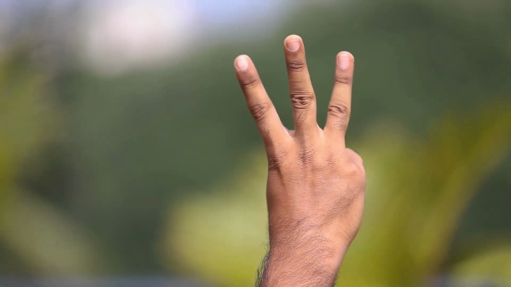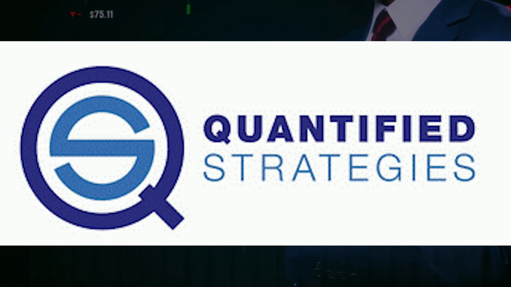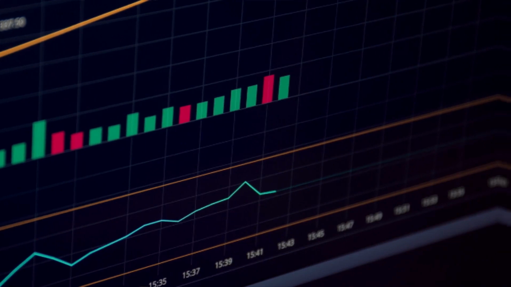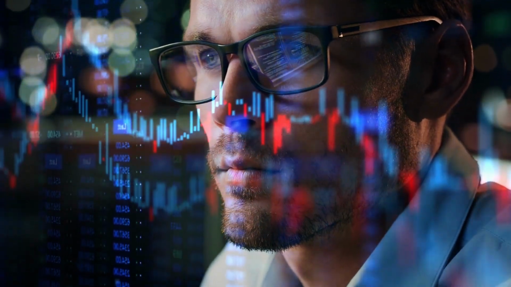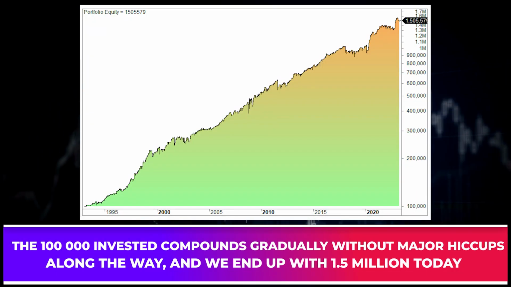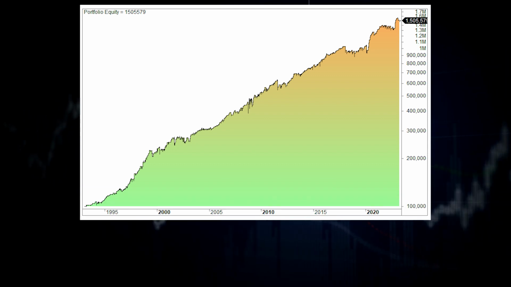Now, the third strategy is the best one. Unfortunately, we only reveal its trading rules for our members, but we can indicate that the RSI indicator is involved. The strategy has only one trading rule to buy and one to sell. The 100,000 invested compounds gradually without major hiccups along the way, and we end up with 1.5 million today.